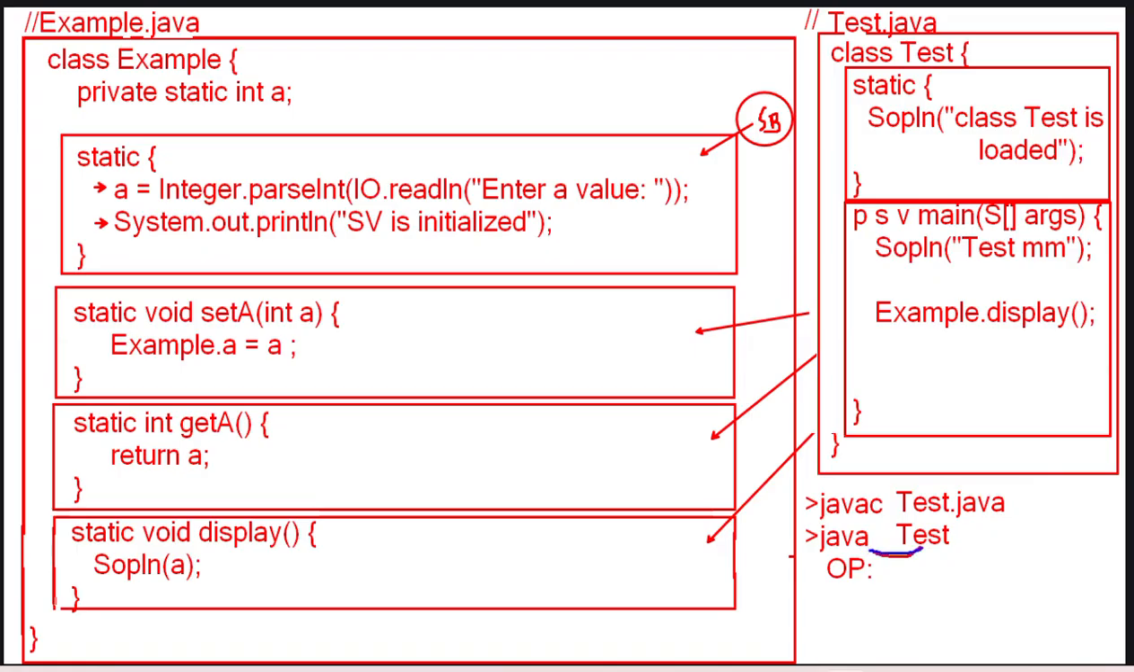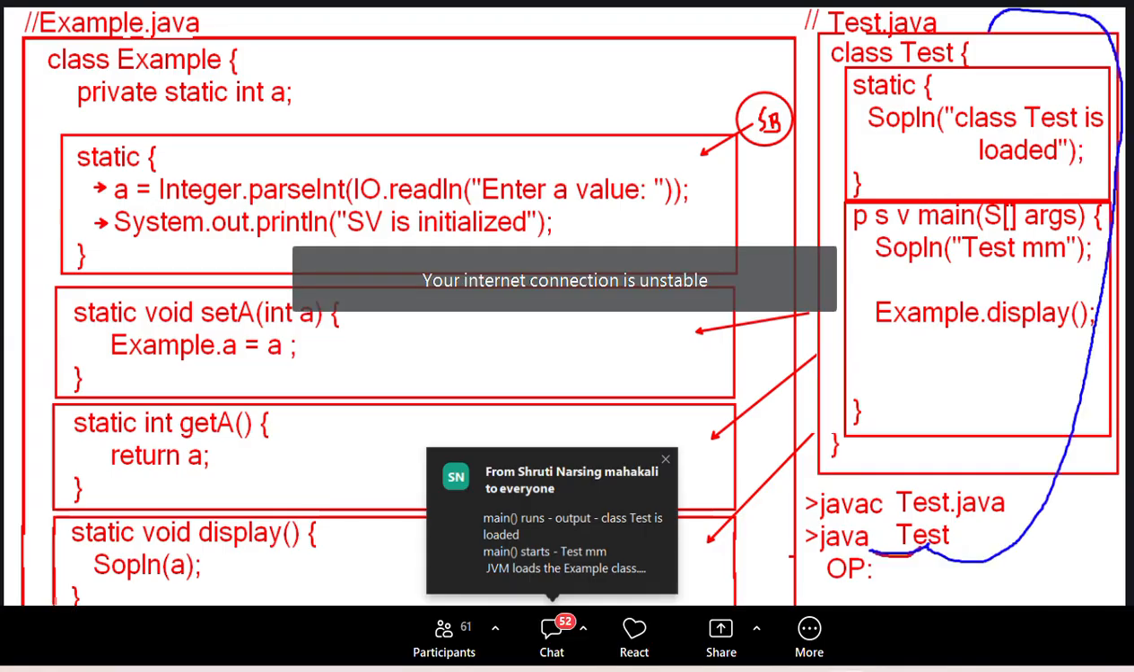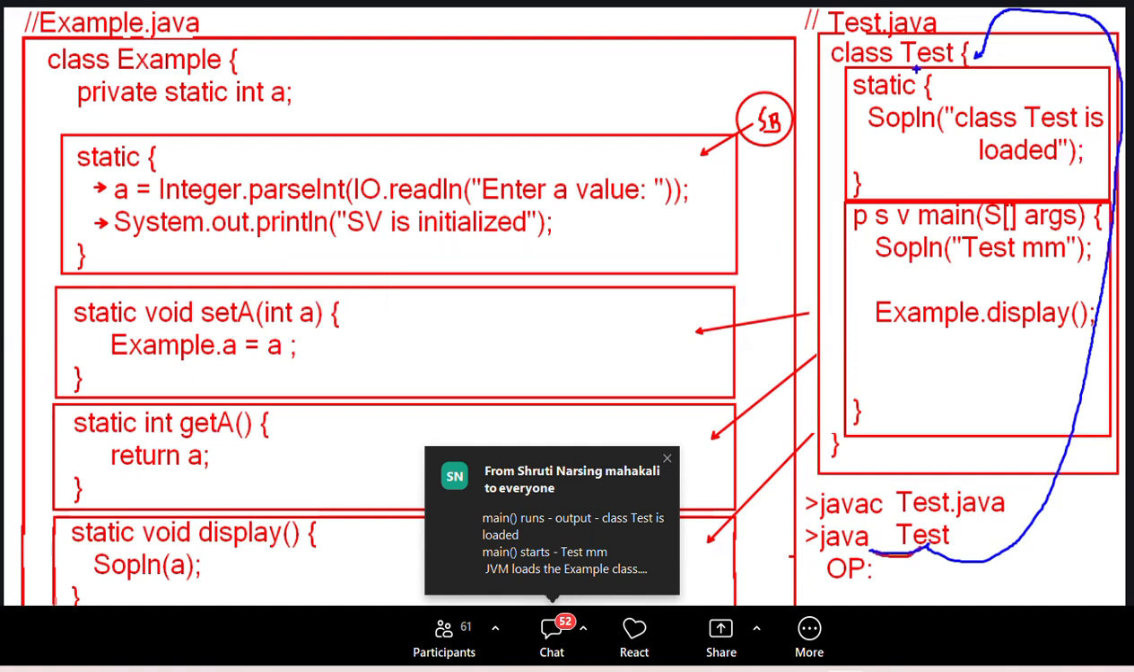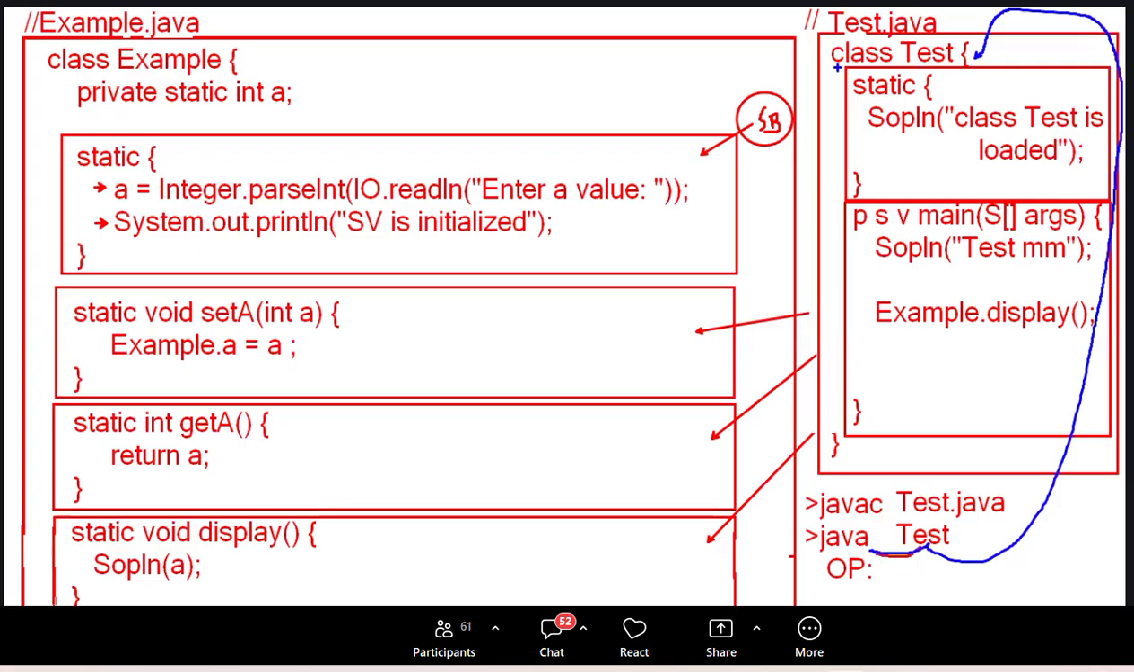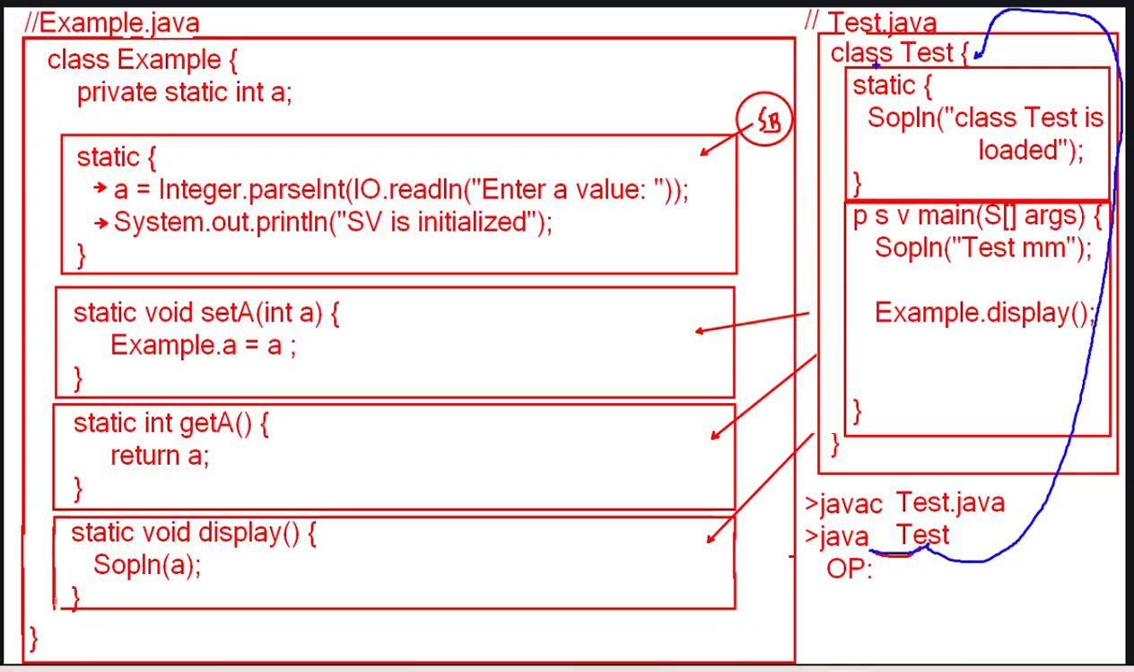Don't say sir, don't say not understood. It's just a flow, tell me what I said. When a class is loaded into the JVM, what happens? Static variables and static blocks are executed. First, the static variable. Is any static variable available here? No. Then go directly to the static block. What is the first statement that will come? Class Test is loaded.